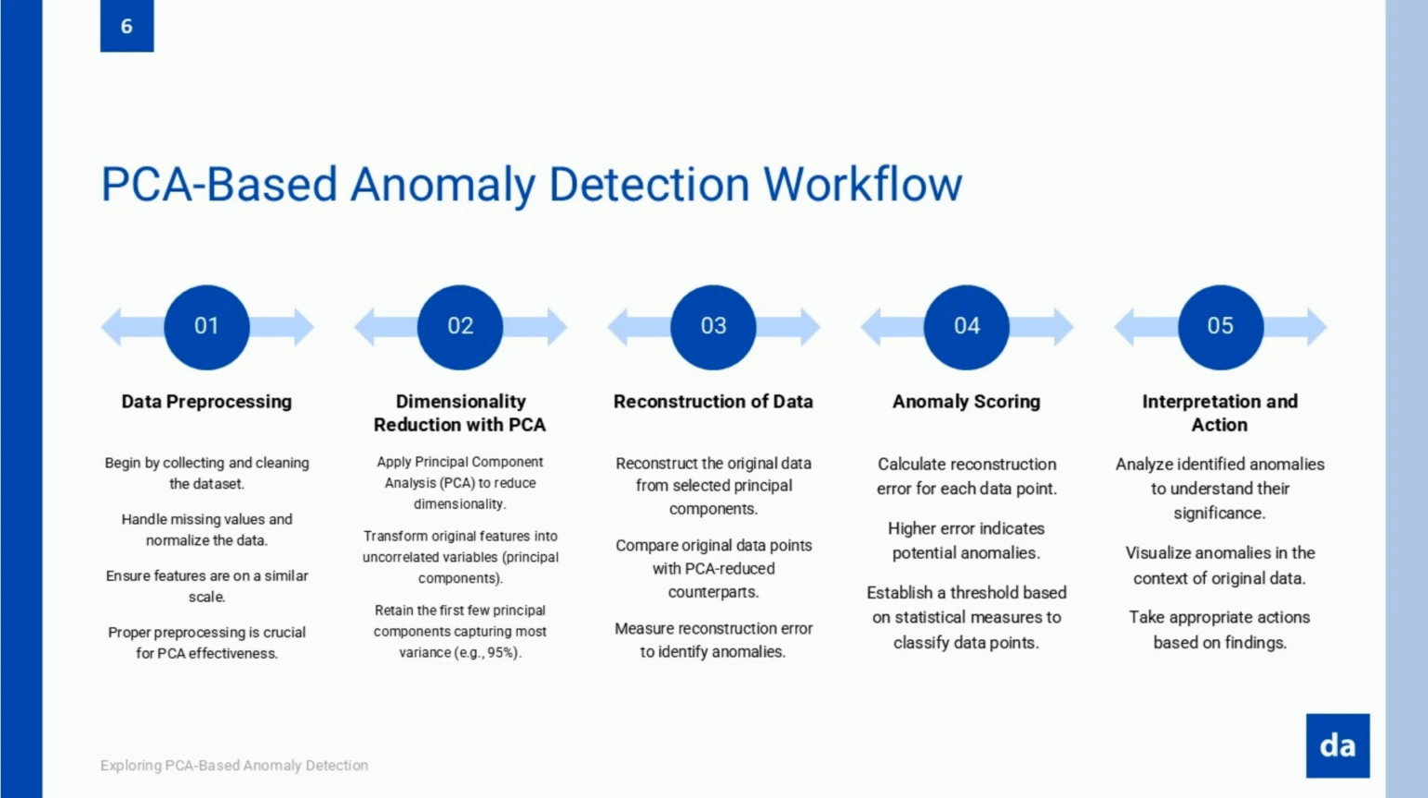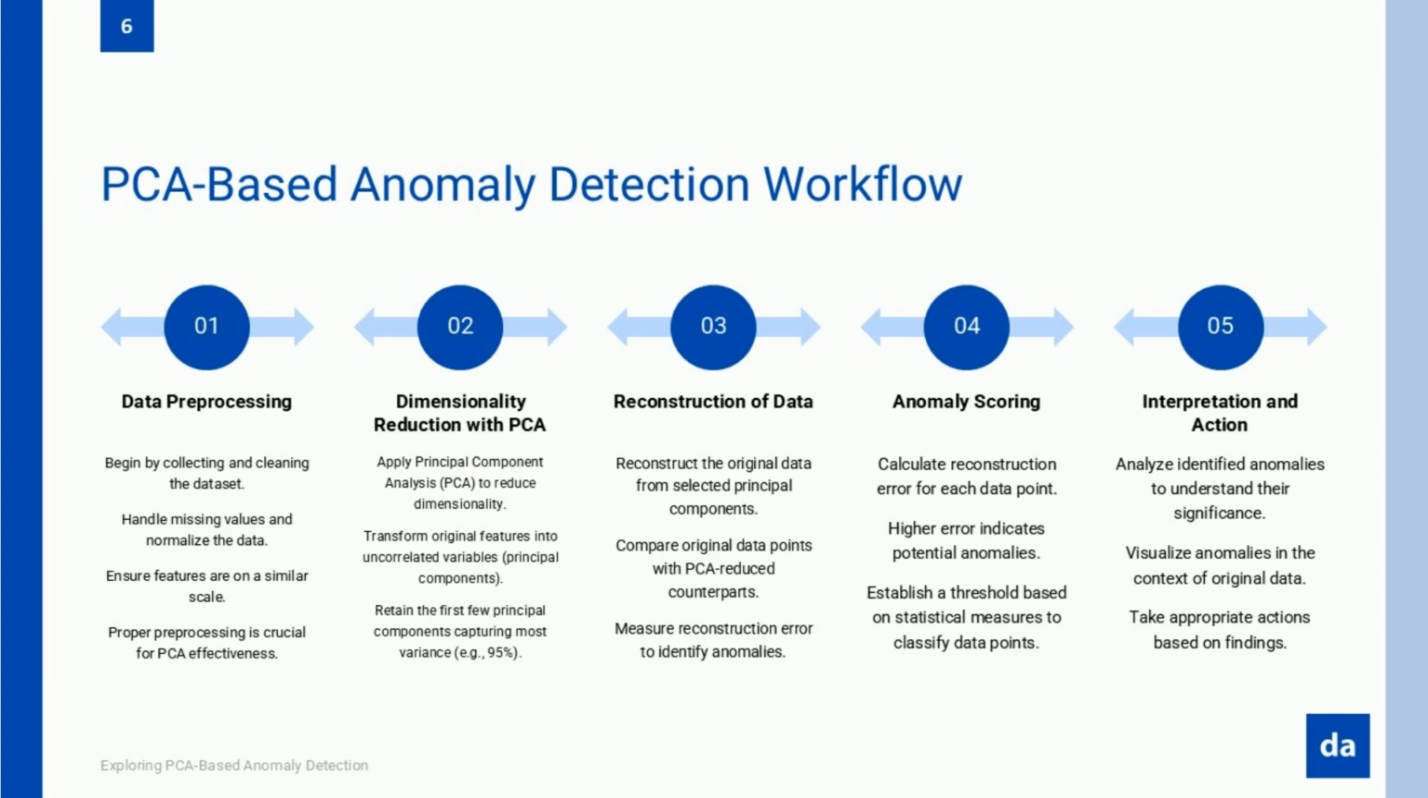The first step in the process is data pre-processing. Raw data is rarely clean and ready to use. It may contain missing values, inconsistencies, or outliers that could distort PCA results. To prepare the data, we first handle missing values, either by removing them or imputing reasonable estimates.